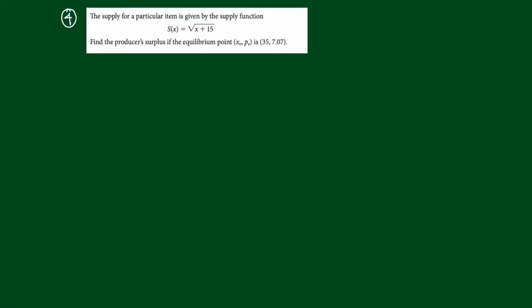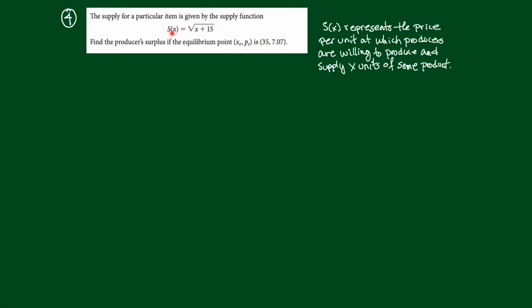We're given a supply function, this square root function right here, and what we want to do is find the producer surplus if the equilibrium point, (x_e, p_e), is this ordered pair right here, (35, 7.07). Let's be sure we understand what everything means up here. What does this mean here, and what does this mean here?